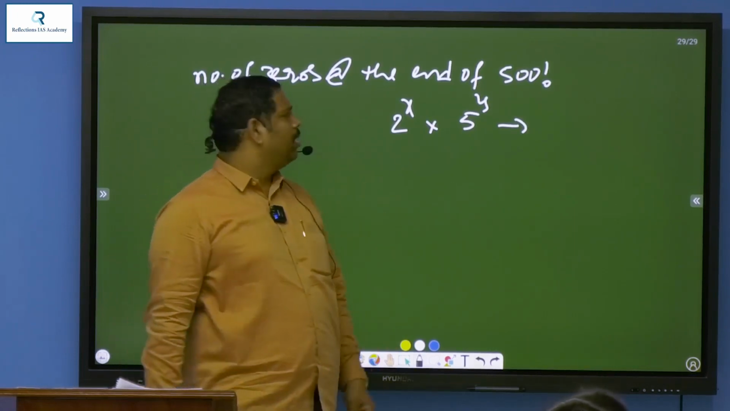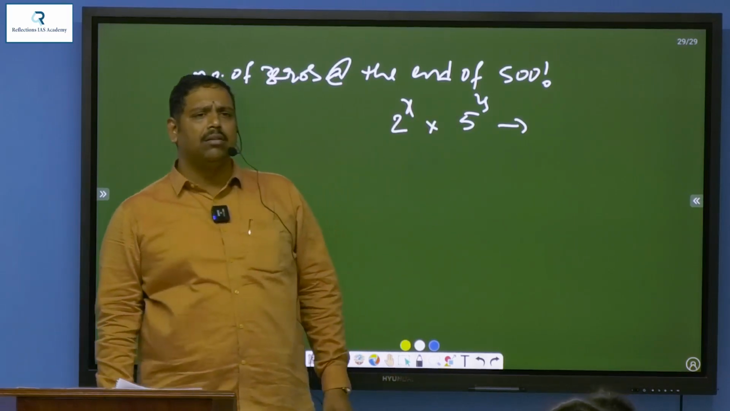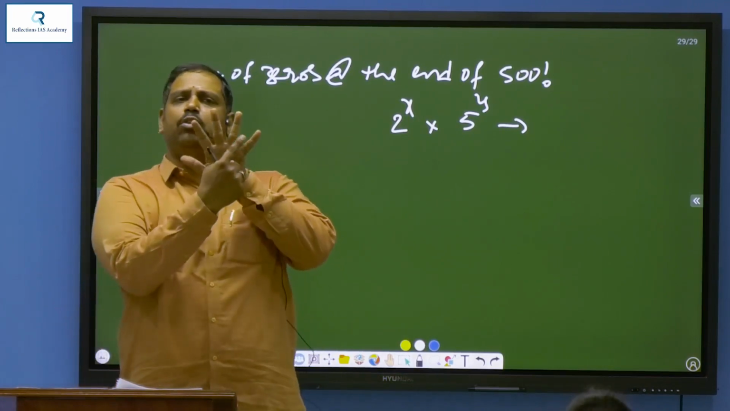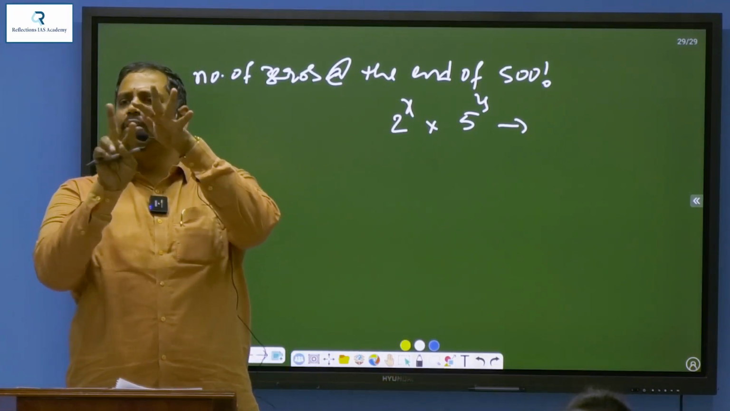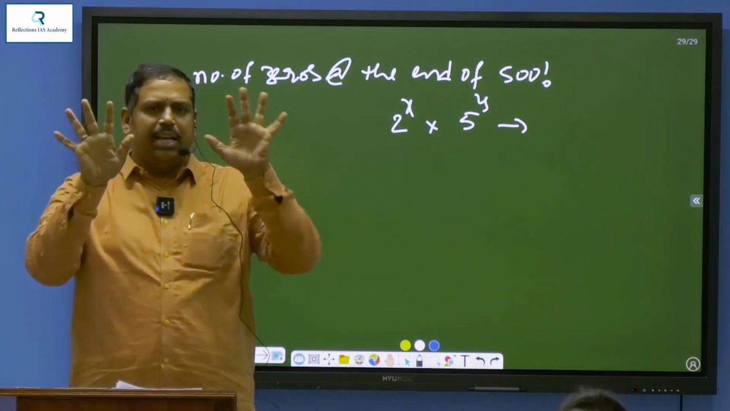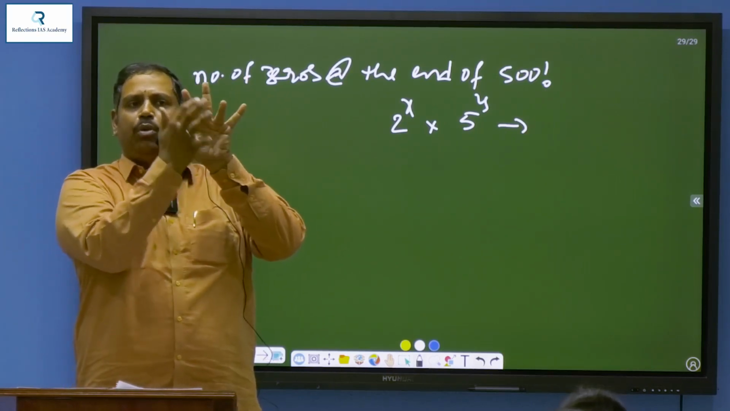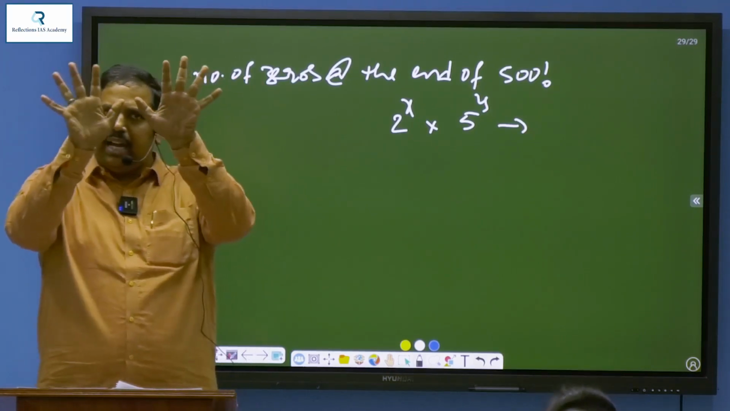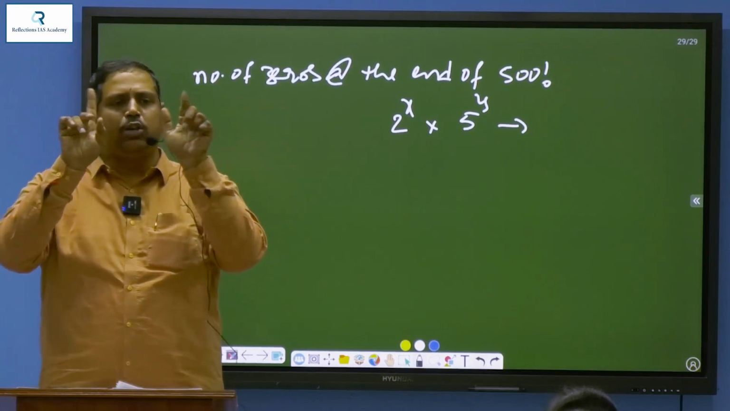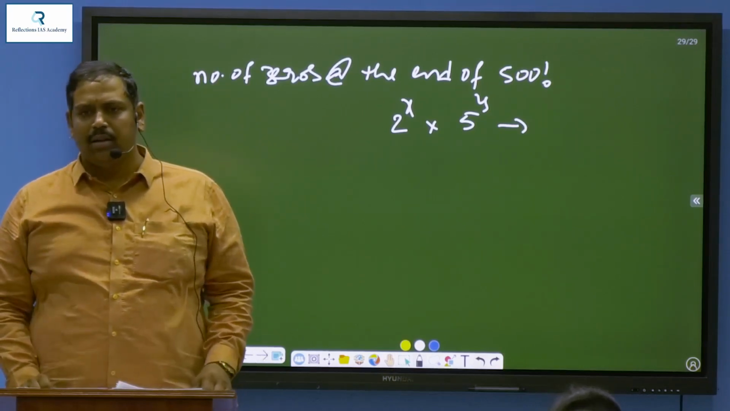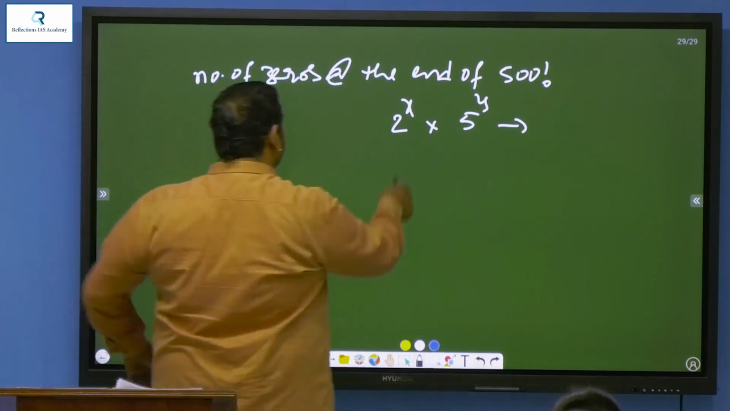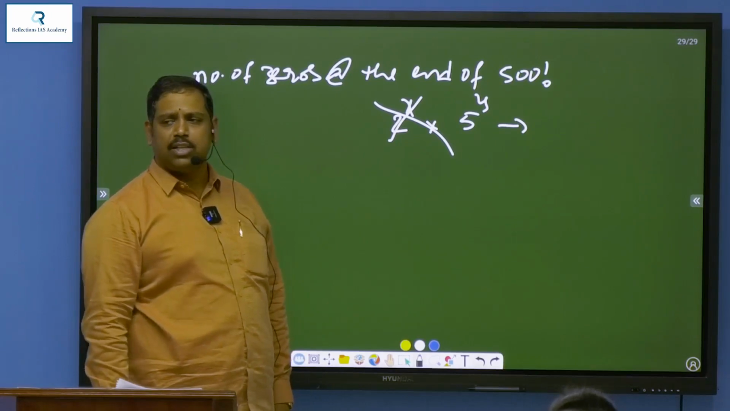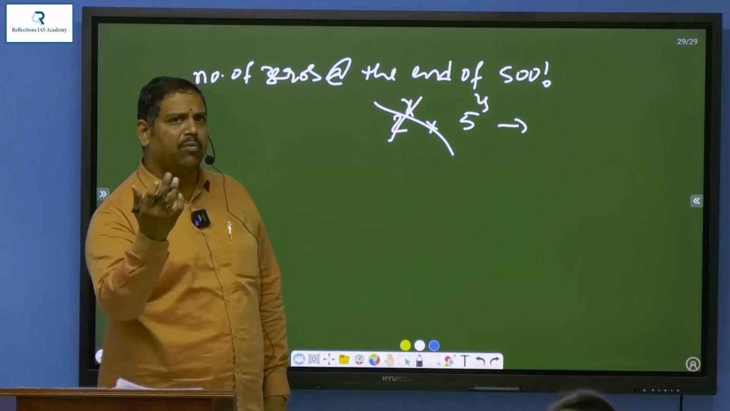Now tell me, x and y, which one will be less in general? Suppose you take 10 factorial: 1 into 2 into 3 into 4 into 5 into 6 into 7 into 8 into 9 into 10. If you think of 2 multiples: 2, 4, 6, 8, 10, how many did you get? 5. In the same 10, if you take 5 multiples: 5, 10, only 2. Which is less? 5s. Why should I calculate 2s? This is useful or useless? Useless. Just go with the highest power of 5. What will you do if you want the highest power of 5?